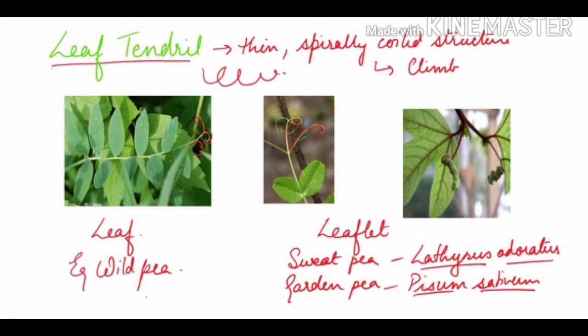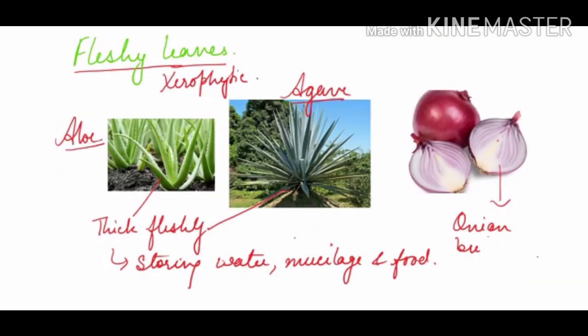Now another example we will take, that of sweet pea or garden pea. Some leaves are modified into thin coiled thread-like structures known as tendrils. These help the plant in climbing. Now we will see some examples in which leaves store food, as in onion. The fleshy leaves store food materials.